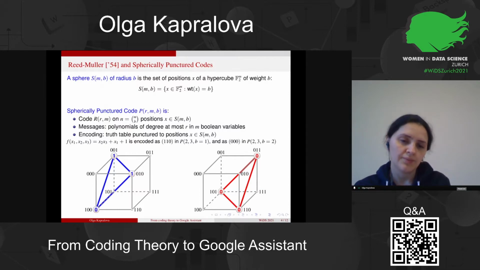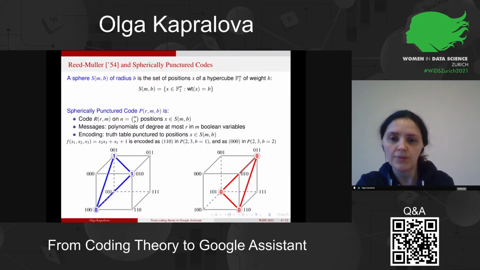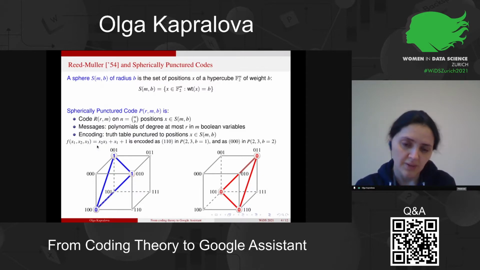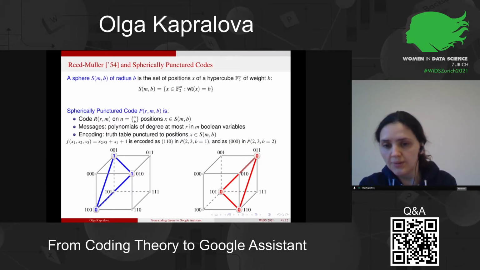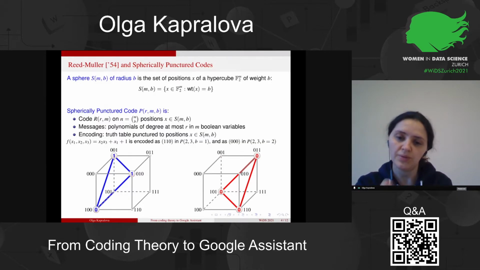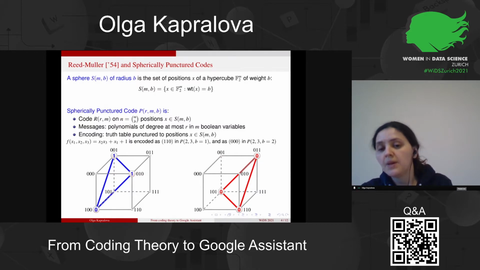Let's consider an example. Take the same polynomial, x2x3 plus x1 plus 1, and if you want to consider it on a sphere of radius 1, this is essentially depicted here in this blue triangle. So you take triplets with just one 1 in them, and this is your codeword. Or if you look at a sphere of radius 2, you take triplets with 2 ones in them, and this is your codeword.